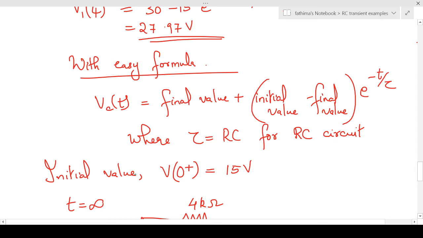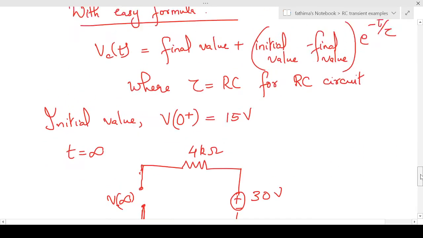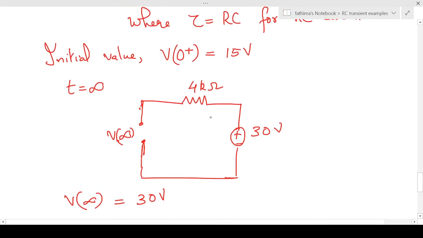So we have to find the initial value of voltage across the capacitor and the final value of voltage across the capacitor. We have already found the initial value of voltage across the capacitor as 15 volt. Now at t is equal to infinity, what is the value of voltage across the capacitor? That we have to find. At t is equal to infinity, the switch is in position 2. So the circuit becomes like this, and at t is equal to infinity, the capacitor acts like an open circuit. So the voltage appearing across it will be equal to 30 volt itself. So we have got the final value of voltage across the capacitor, that is 30 volt.